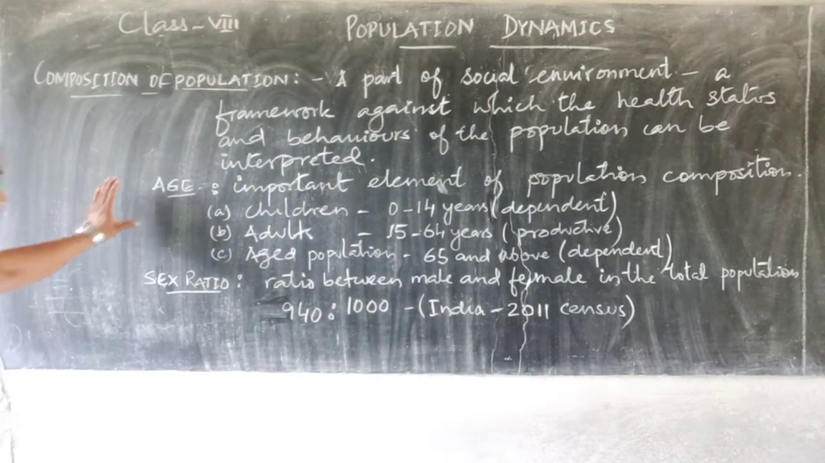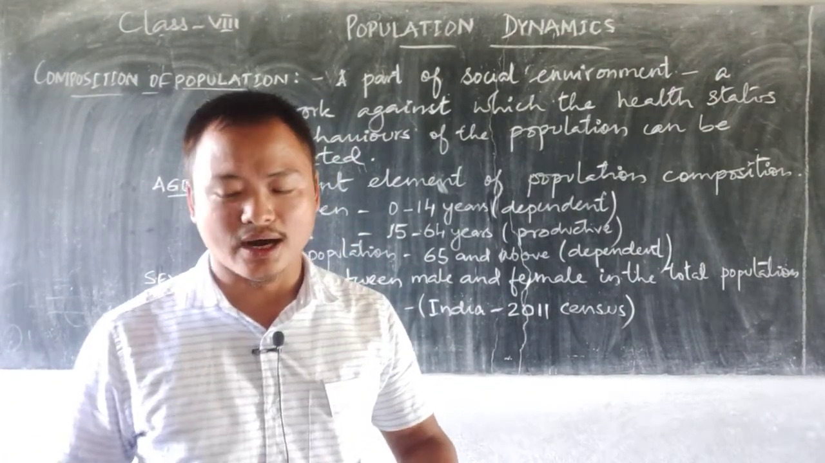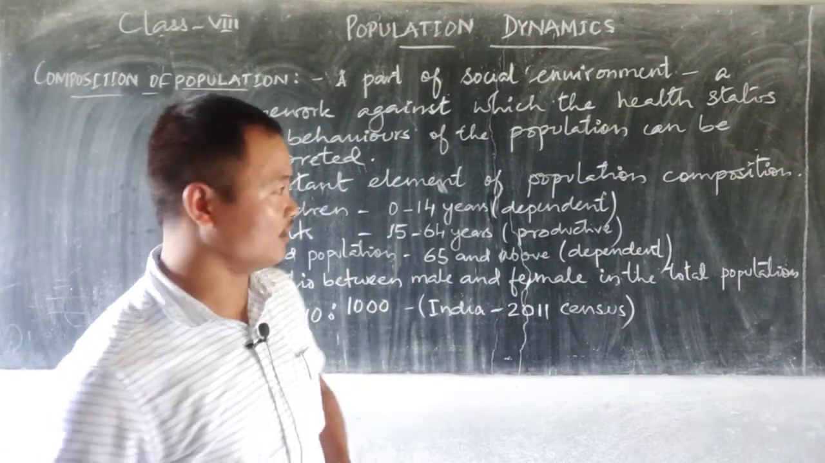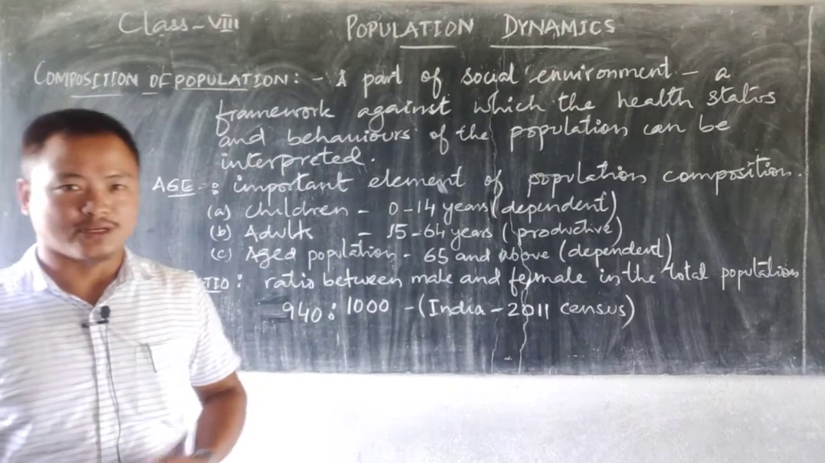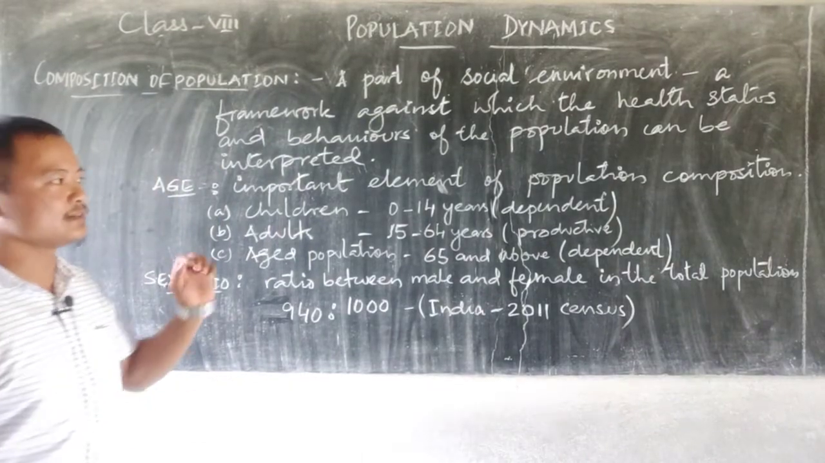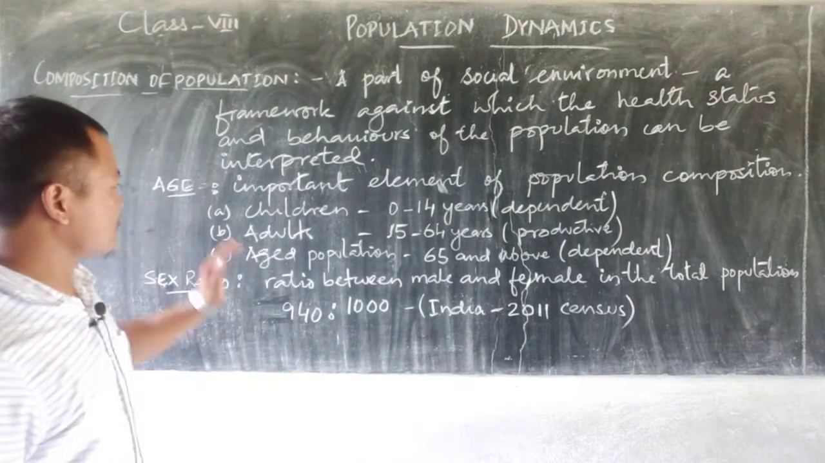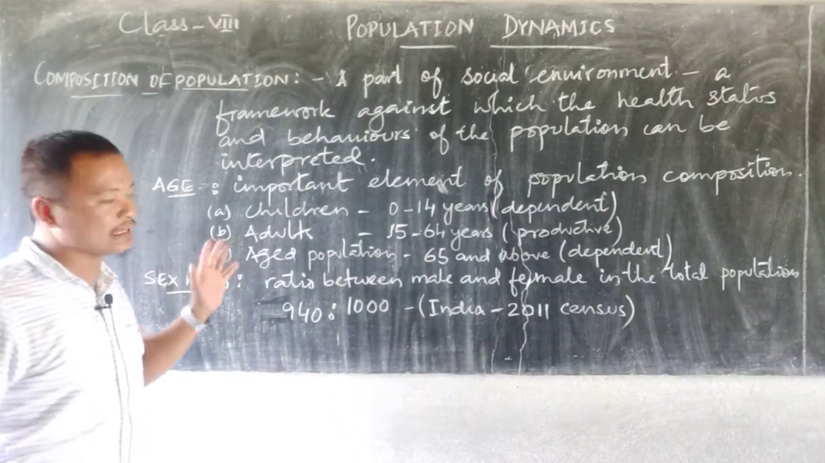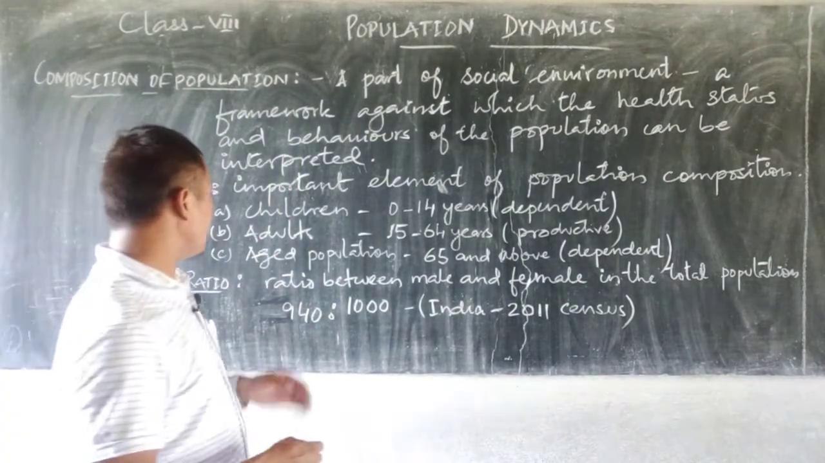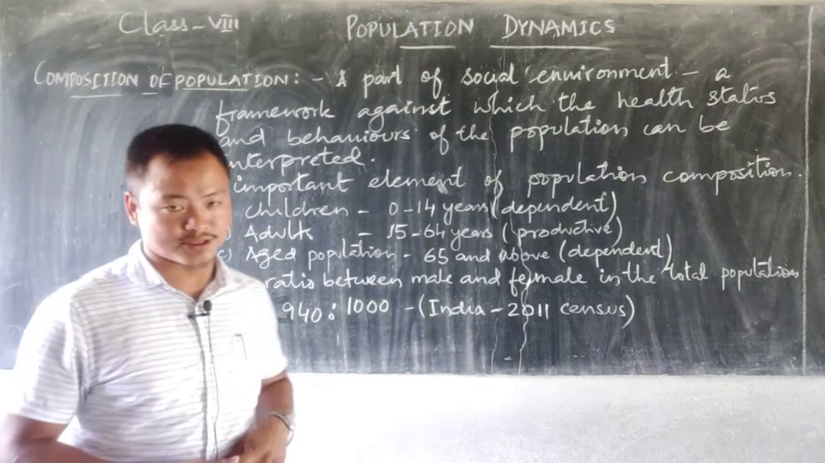So first let's discuss age. Generally, age is a number that defines the years a person has lived on this earth. It may be 15, 60, or 80, and so on. It is an important part of population composition. Age is further divided into three subgroups: children, adults, and aged population.